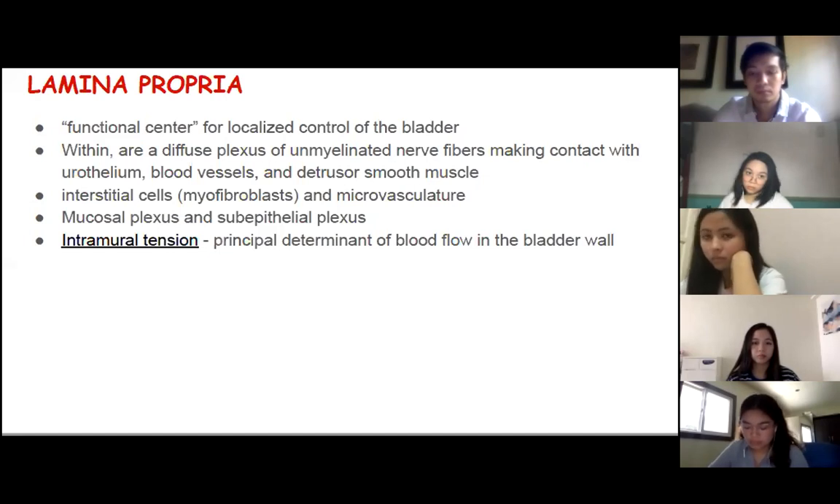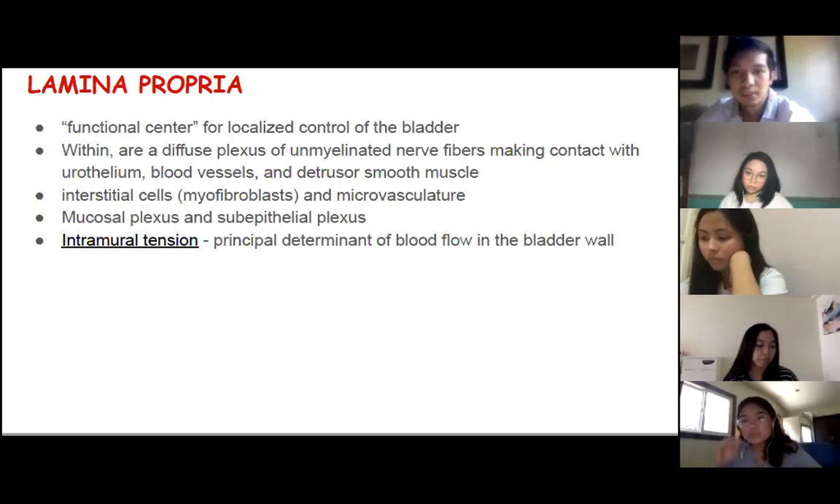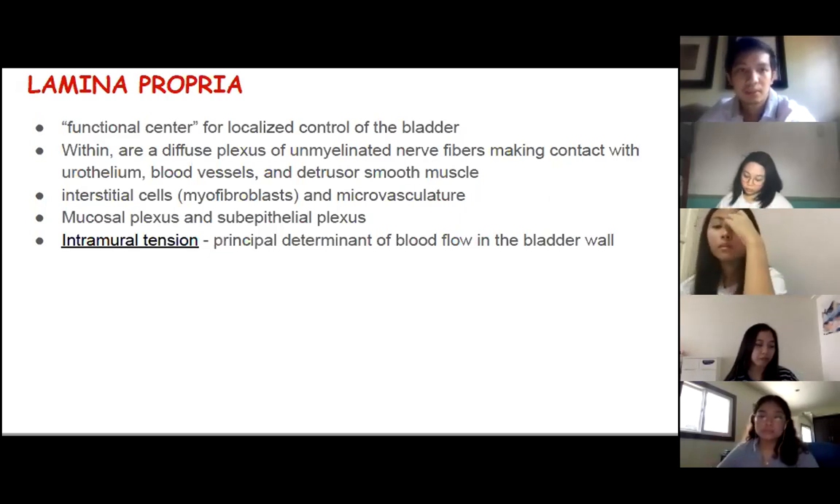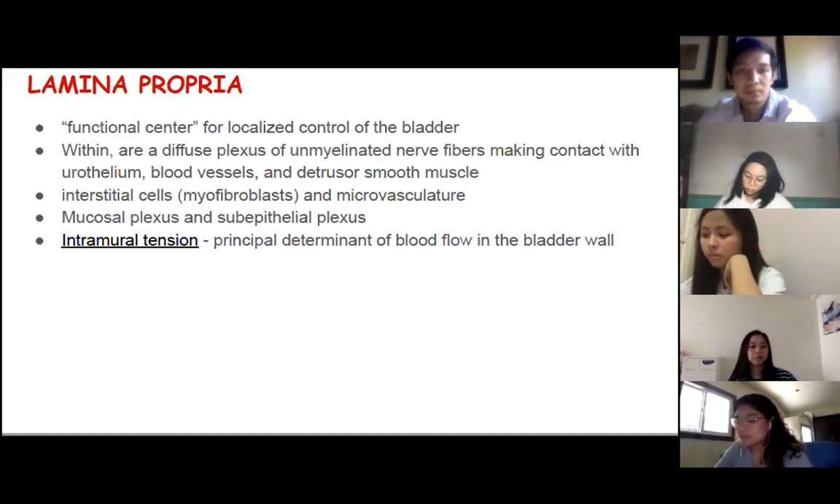The large horizontal plexus of blood vessels located in the lamina propria is termed the mucous plexus, and another plexus just under the basal urothelial layer is termed the subepithelial plexus. During normal filling, the blood flow is able to adapt to the large increase in surface area until the pressure in the bladder increases. The principal determinant of blood flow in the bladder wall is the intramural tension.